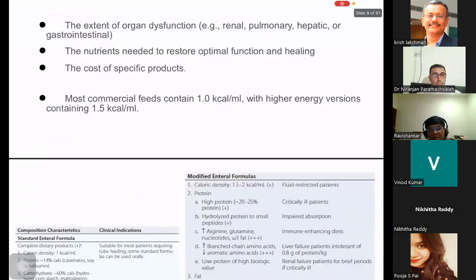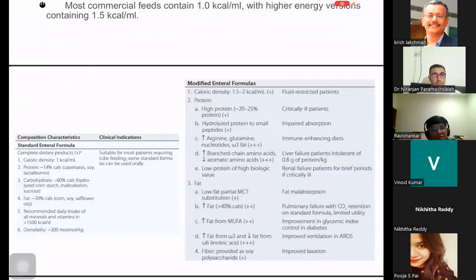The standard enteral formula contains 1 kilocalorie per ml of caloric density, with around 14% of calories from proteins, 60% from carbohydrates, and 30% from fats. Osmolarity is generally around 300 milliosmoles per kg. In modified enteral formulas for specific conditions like fluid-restricted patients, the caloric density is increased to 1.5 kilocalories per ml. In critically ill patients, we increase protein to 25%, compared with 14% in a standard formula.